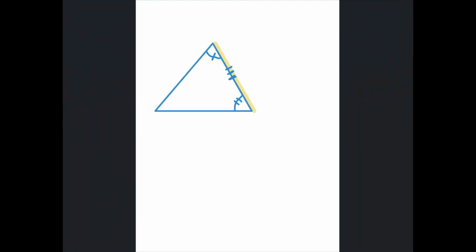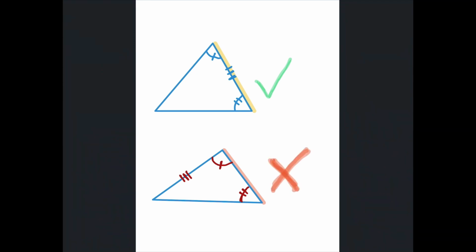So this example is correct because the side is in between the two congruent angles. Now this example is incorrect because the side is not between the two congruent angles. So remember, whenever you use angle side angle, the side should always be between the two angles.